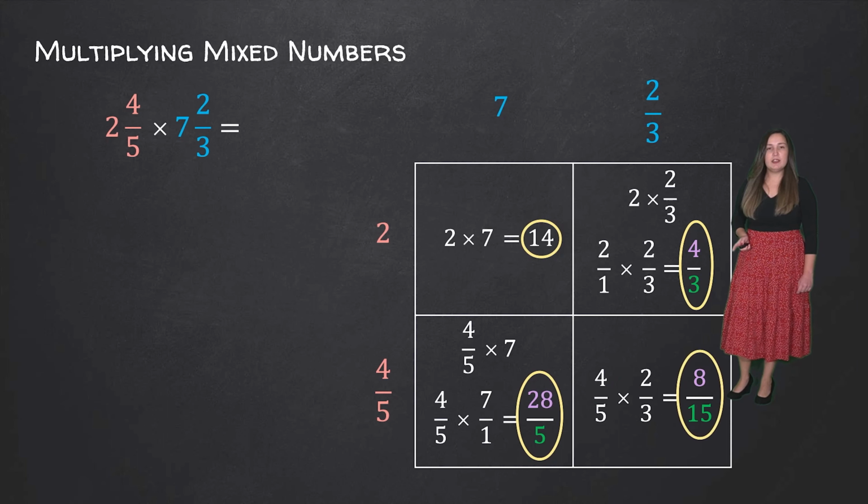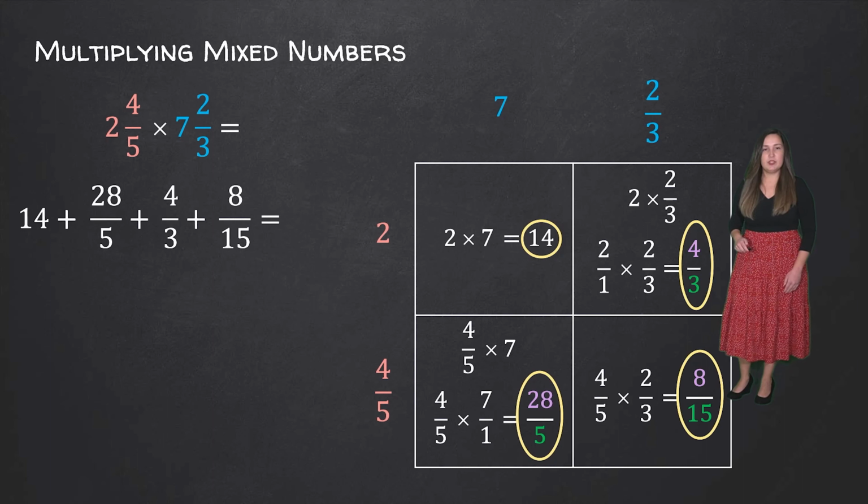So notice here that we circled all our answers within our boxes. So we're going to go ahead and take all these answers and add them together. So notice how we wrote them all: 14 plus 28 over 5 plus 4 over 3 plus 8 over 15.